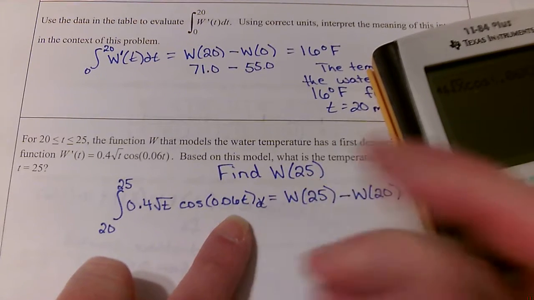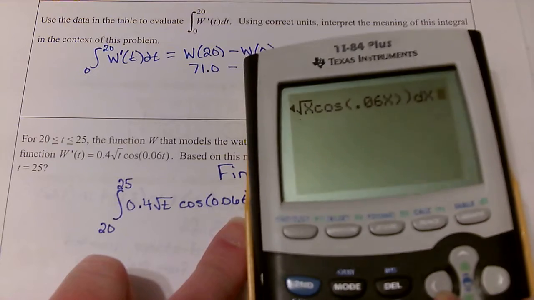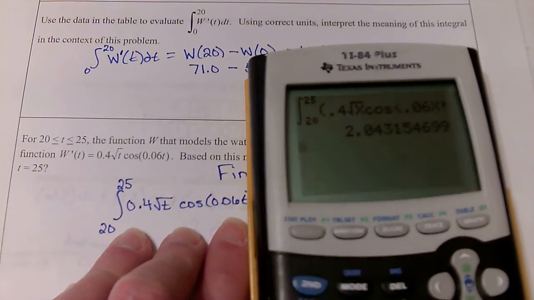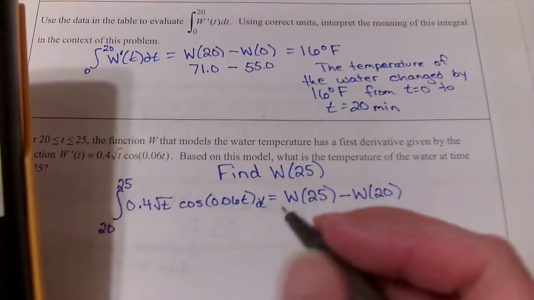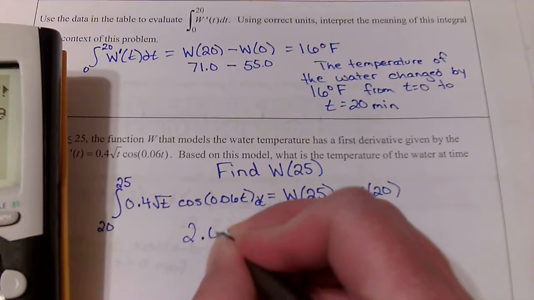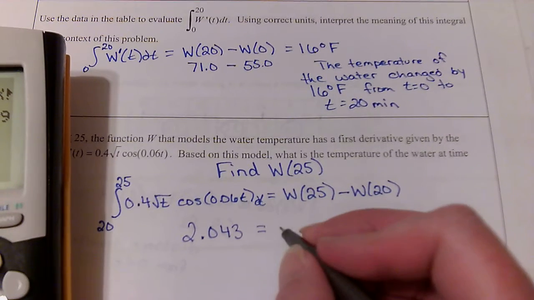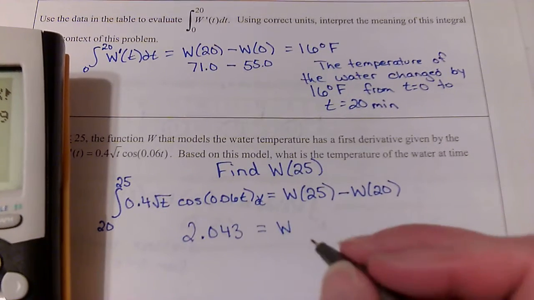Ooh, bad person, I forgot to put the dt. But in the calculator, we're going to use dx. So we're going to evaluate the change in temperature from 20 to 25 minutes. And I got 2.043. That's how much the temperature of the water changed in those 5 minutes.